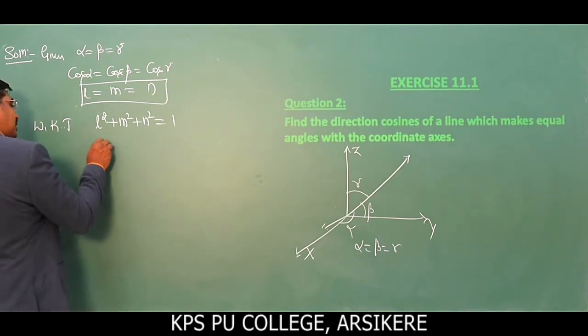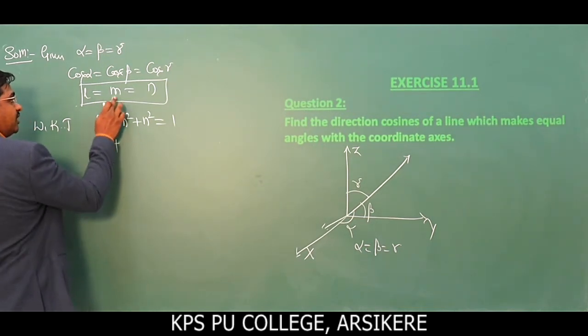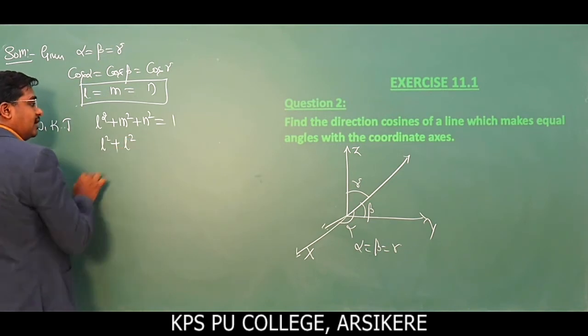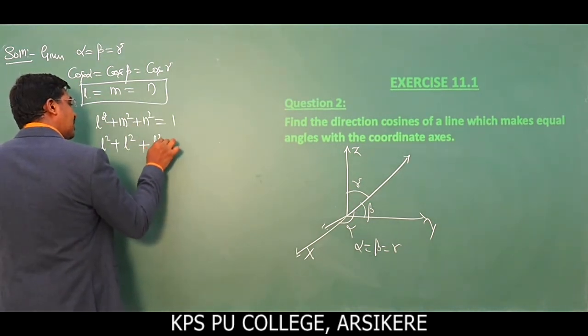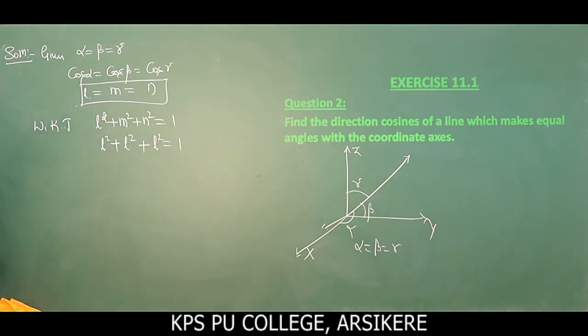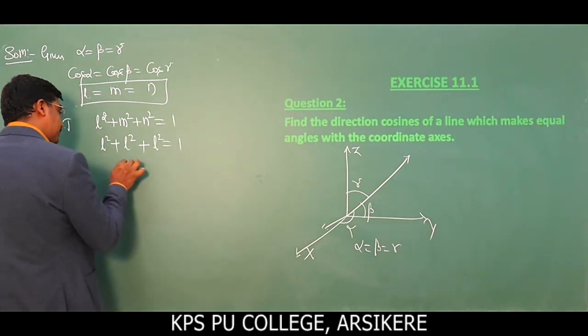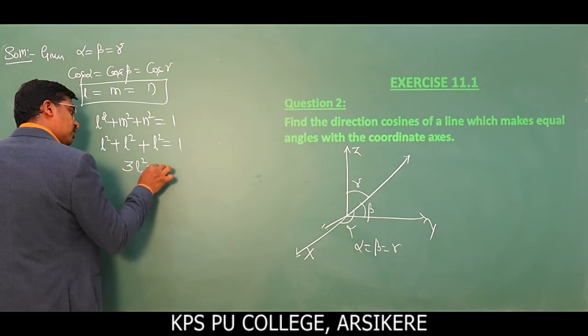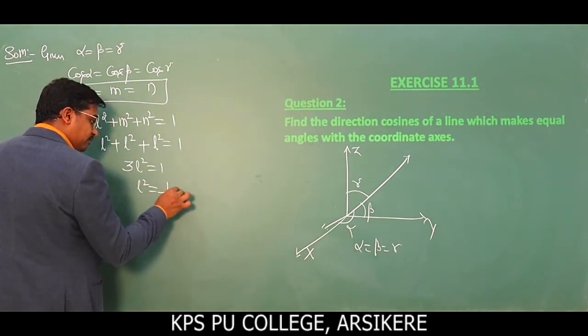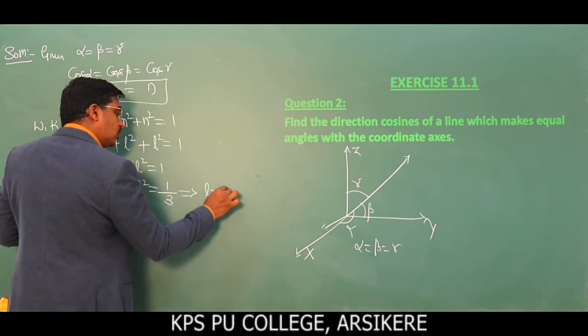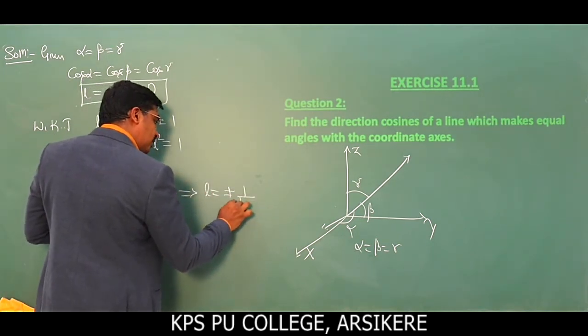So write l square as it is. In place of m substitute l here. What happens here? l square plus, in place of n substitute l, that is also l square, is equal to 1. l square plus l square plus l square is 3 l square is equal to 1. What is l square then? l square is equal to 1 divided by 3. So what is l then? l is equal to plus or minus 1 divided by root 3.